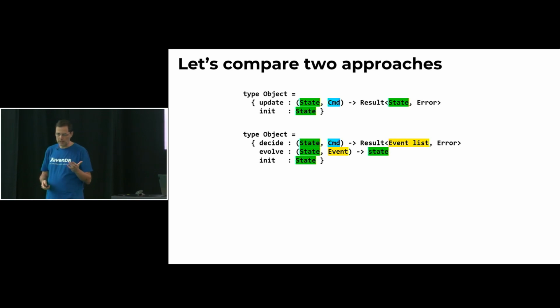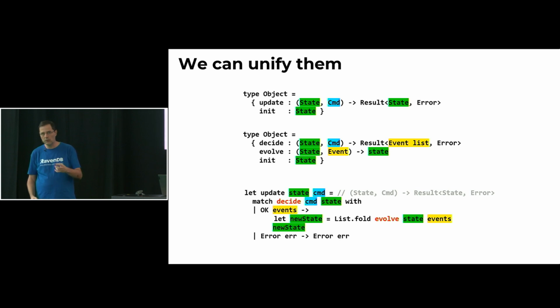So in the first approach, I had update and init, and in the second approach, so the first approach was transaction script. The second approach is event sourcing. You see transaction script as probably the simplest pattern, and event sourcing is probably one of the most complex patterns, at least for most people not used to thinking in that way. Well, you can already see similarities, and the good news here is that we can unify them, because the update function from the transaction script pattern can be expressed through the decide and evolve functions.